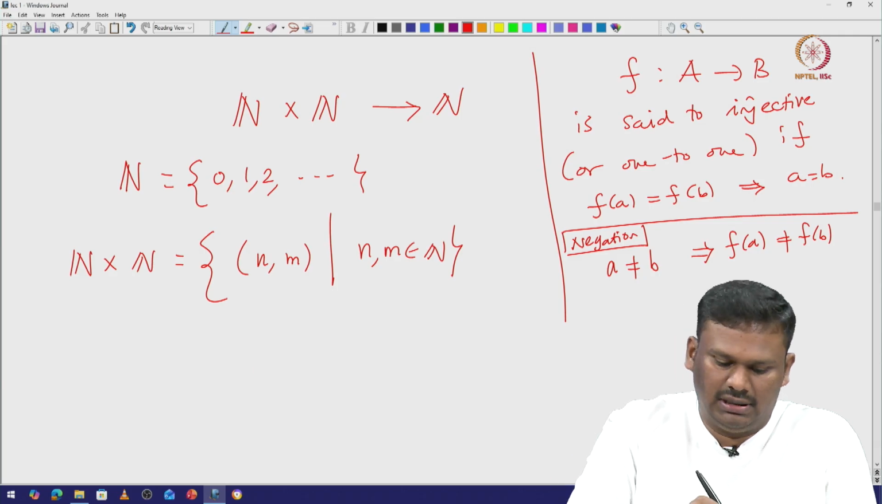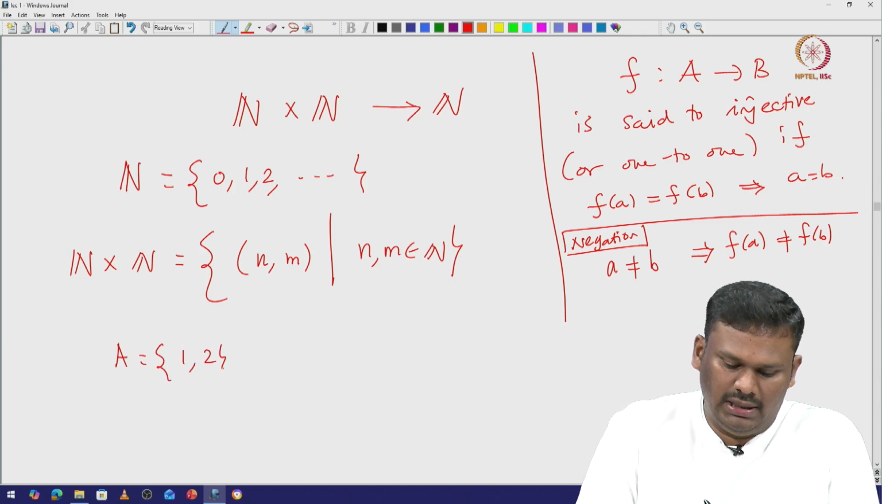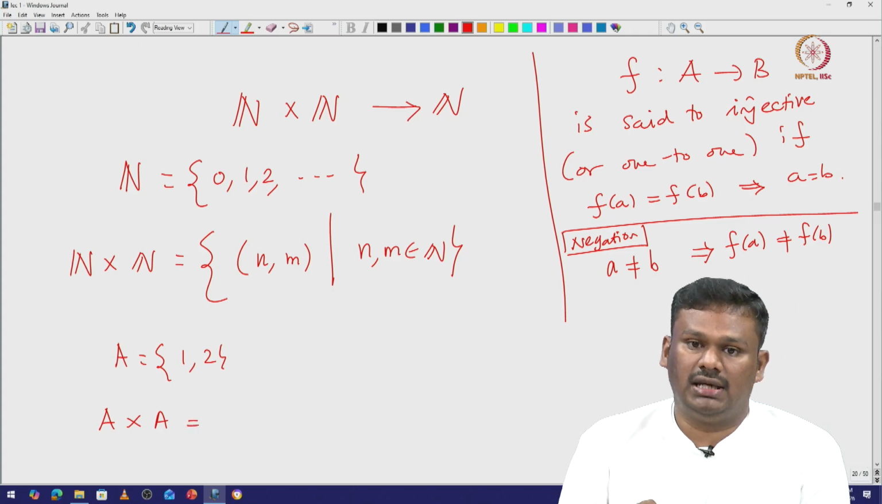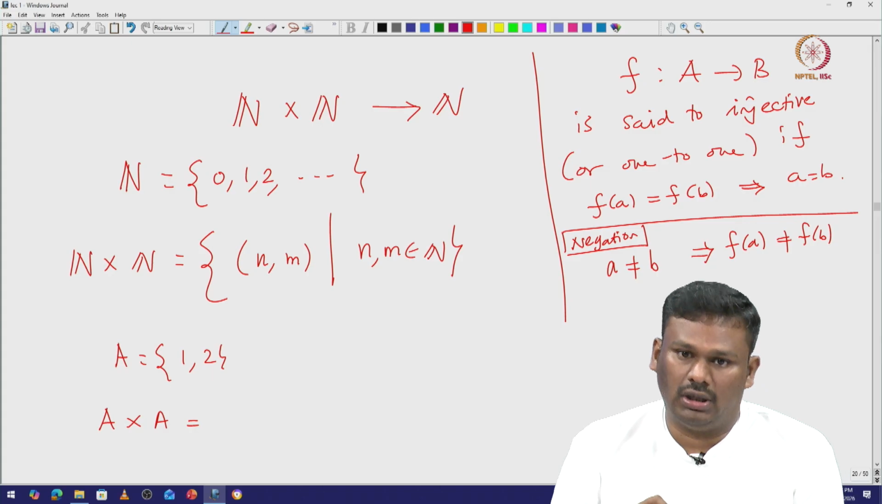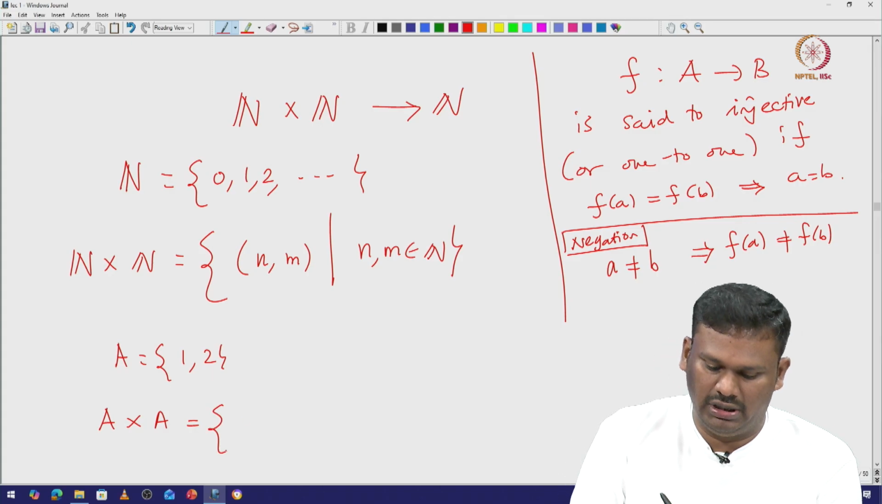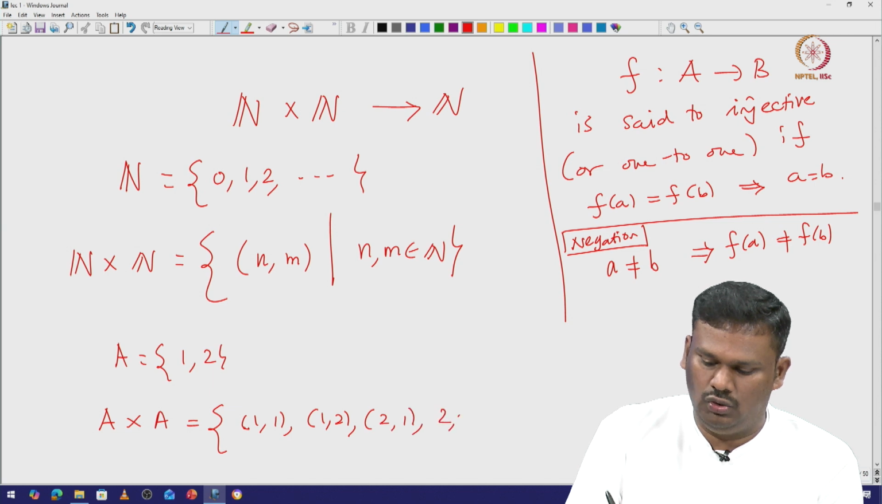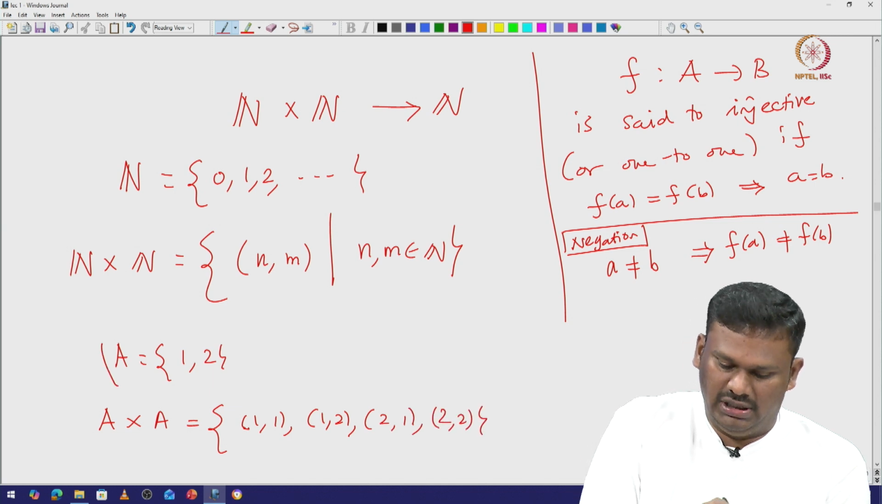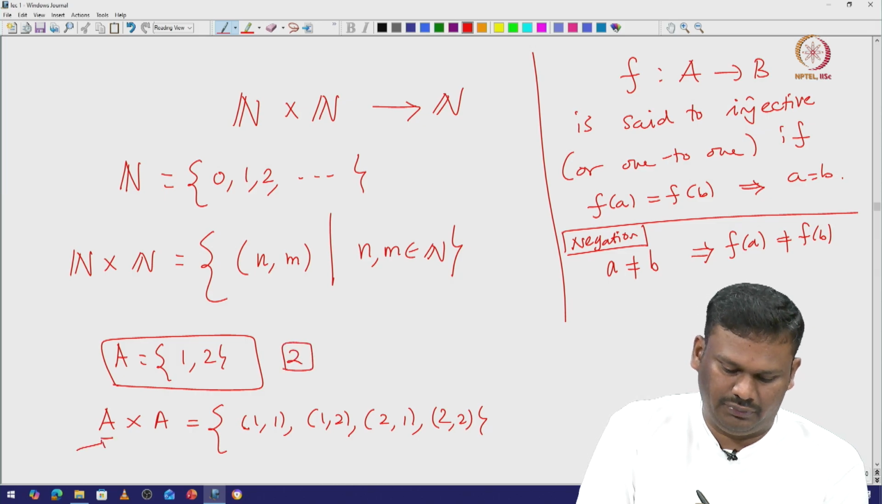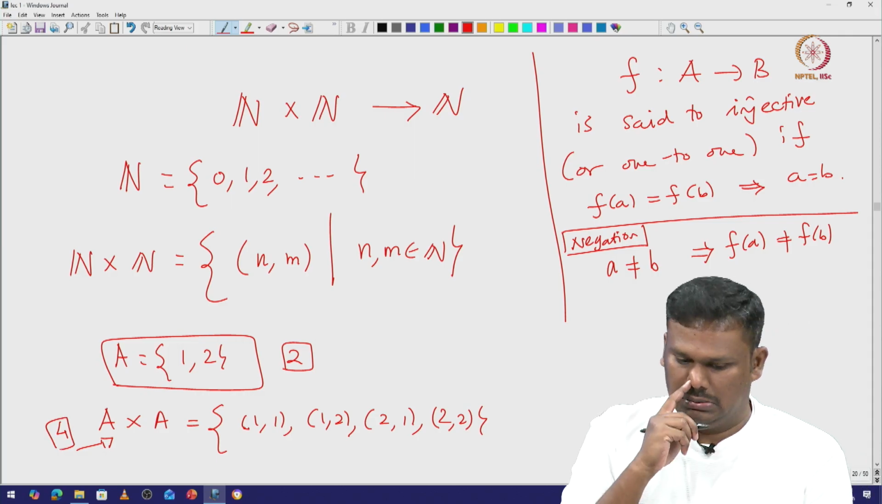For example, take A to be just {1, 2}. Then if I take A cross A, the number of elements in A cross A will be exactly the product of the number of elements in A in the finite case, which is exactly 4. So, you can denote it by (1,1), (1,2), (2,1) and (2,2). So, this has 2 elements and this has 4 elements.